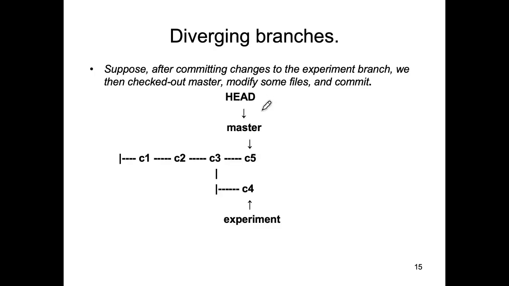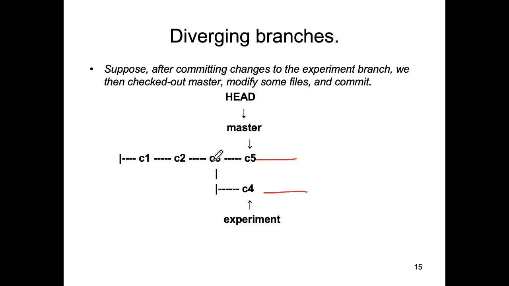So based on the way I'm trying to represent this now, my experiment was down here pointing at this commit. Then I switched back to the master. So head is now pointing at master. I modified some files, staged and committed them. Here's my commit. So effectively now, this branch here and this branch here, we would refer to them as diverging branches. They're going in their own direction.